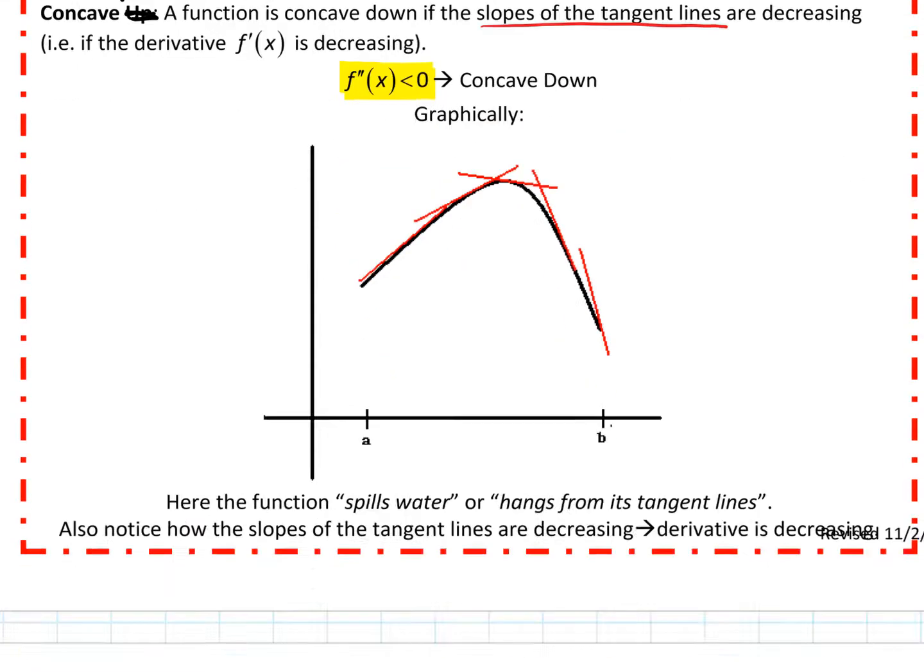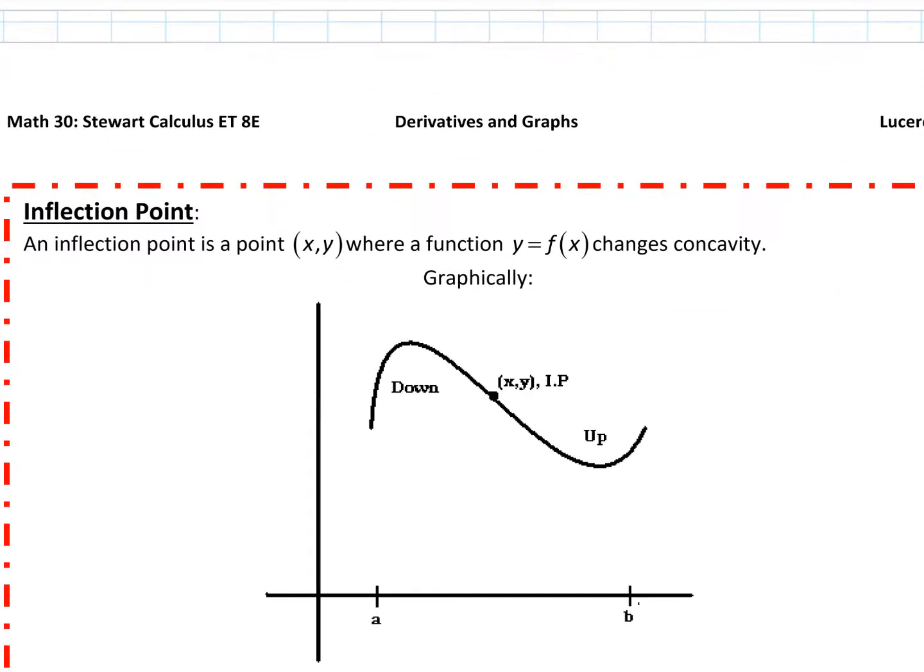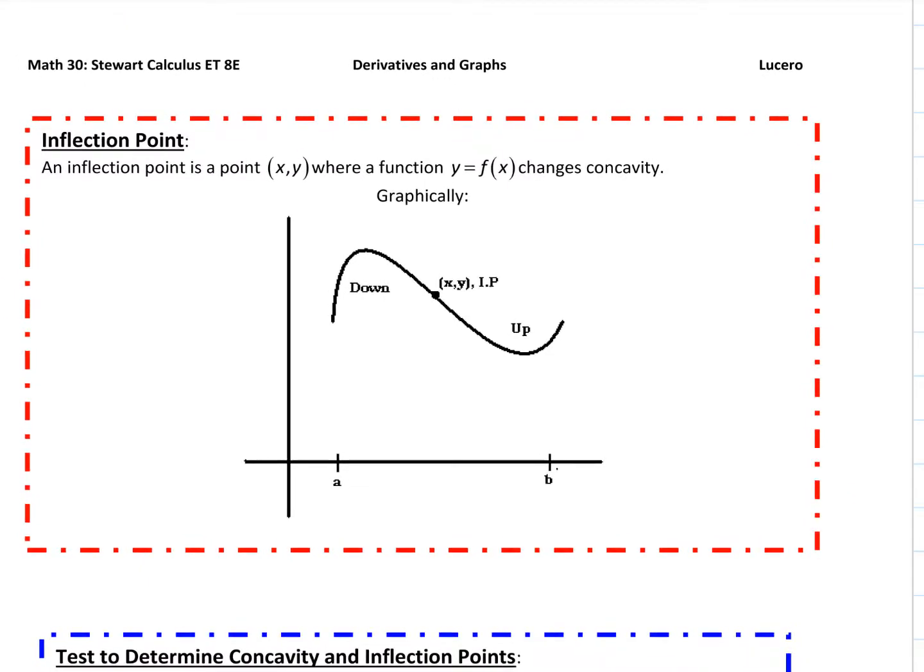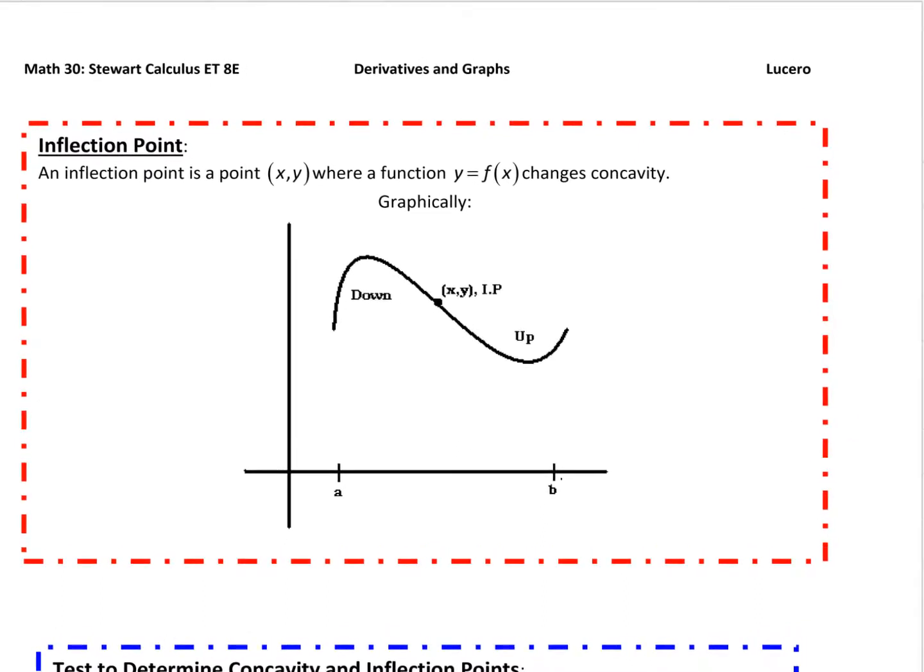Where the concavity changes is what we call an inflection point. Put that on the screen. So when we have a curve and we have a change in the concavity, that's what defines an inflection point. It doesn't matter, it could be going from concave down to concave up, or from concave up to concave down.